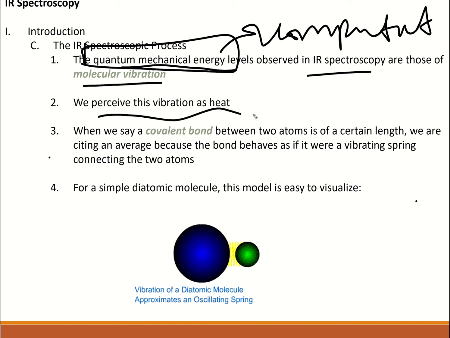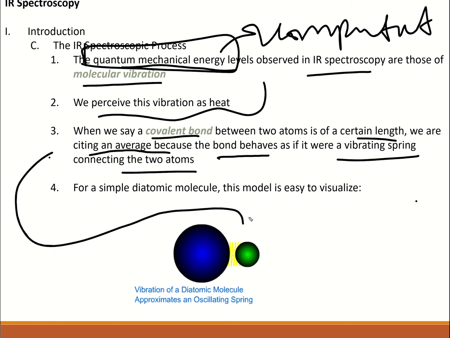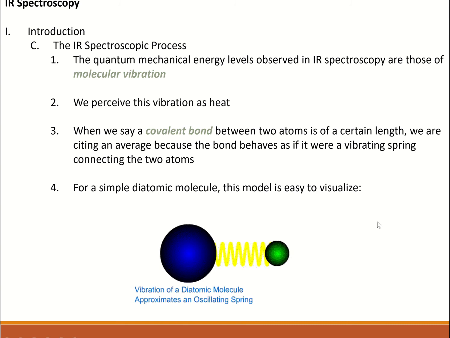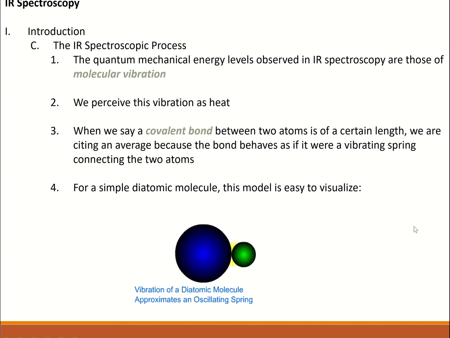Okay, we perceive the vibration as heat. When we say a covalent bond between two atoms of a certain wavelength, we are citing an average because the bond behaves as if it were a vibrating spring connecting the two. It means if there is a covalent bond, we take it like this. When you just see this, you will see this vibration. You see the spring. So therefore we say there is a covalent bond.